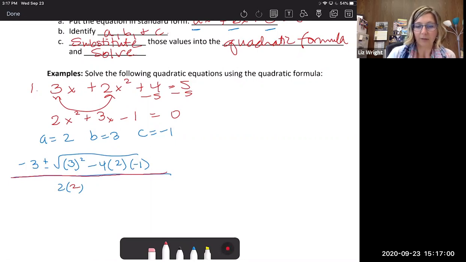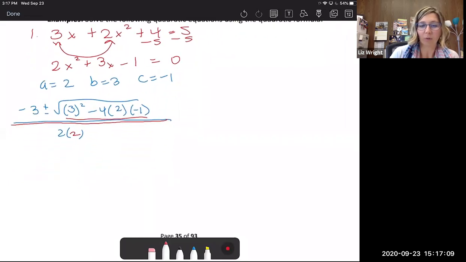So now we're ready to do some simplifying. What I would suggest is that you start with the radicand first. The radicand, again, is the portion underneath the radical. So let's work on that.